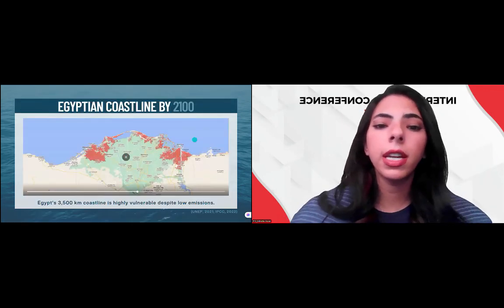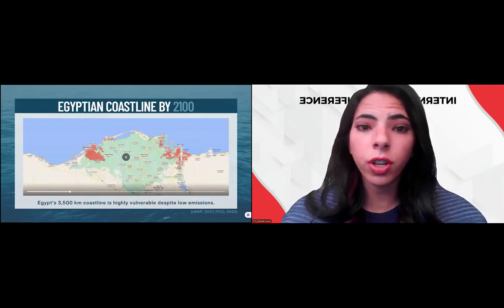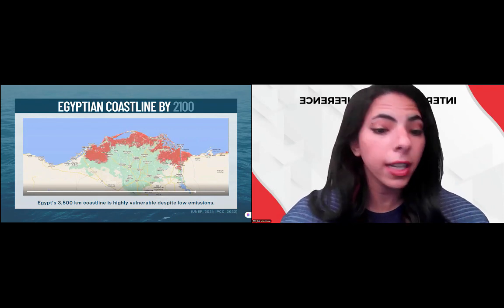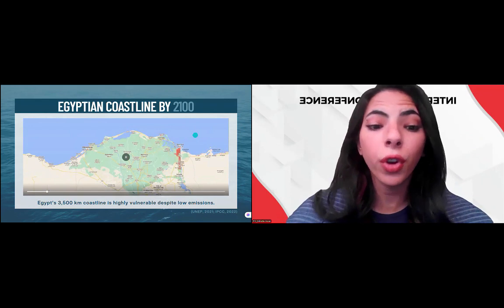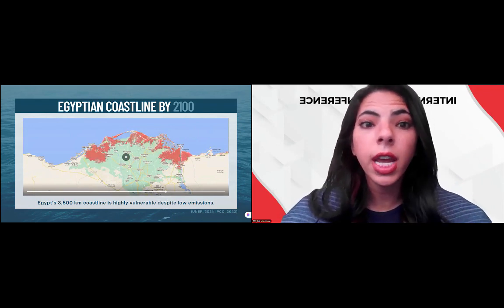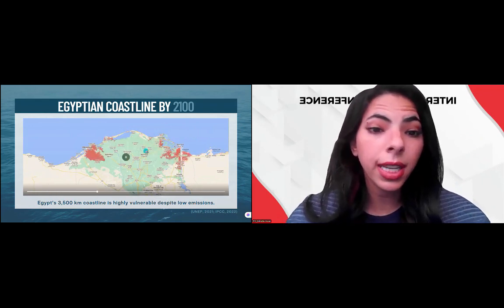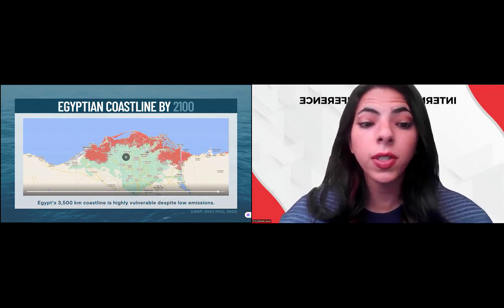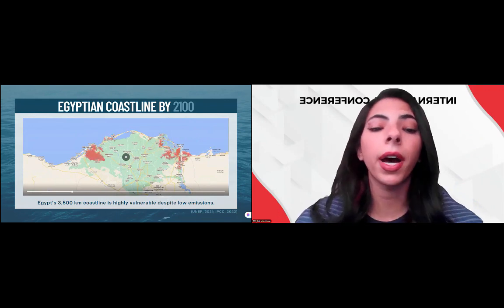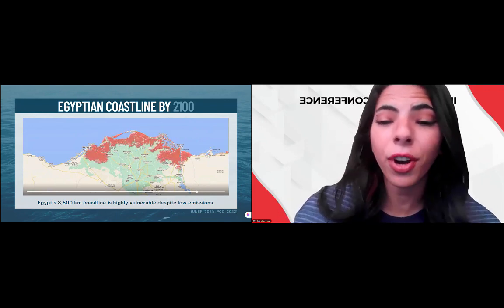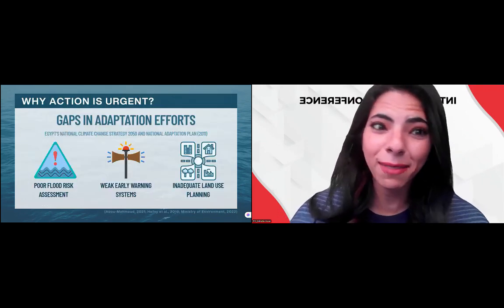So this is a representation of the Egyptian coastline. We have the Delta region and the Mediterranean area. This is amongst the most vulnerable areas all across the world. Alexandria specifically is the third most vulnerable coastal city in the world. And this is the projected coastline by 2100. It might seem far away, but it actually isn't that far.